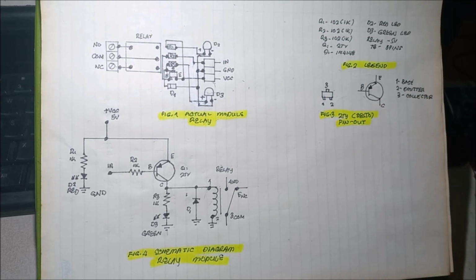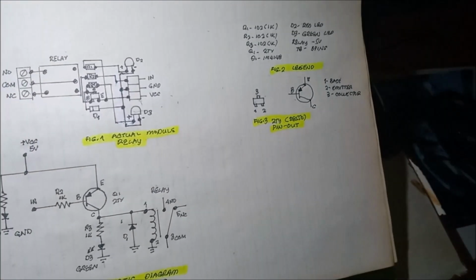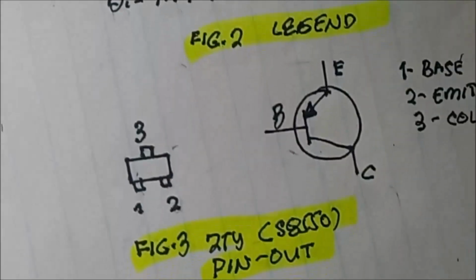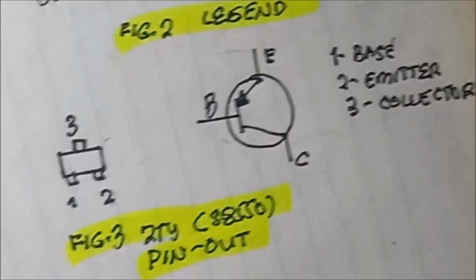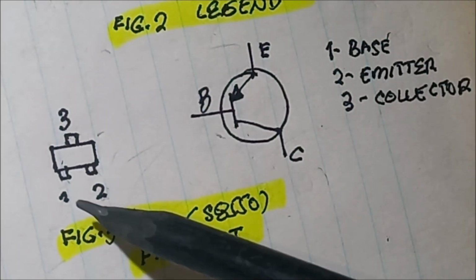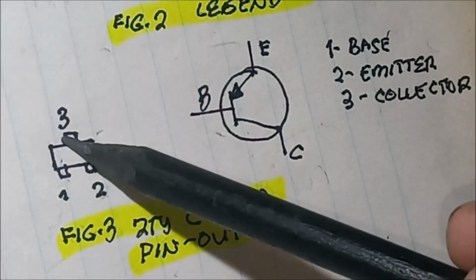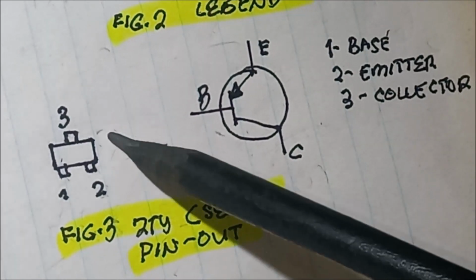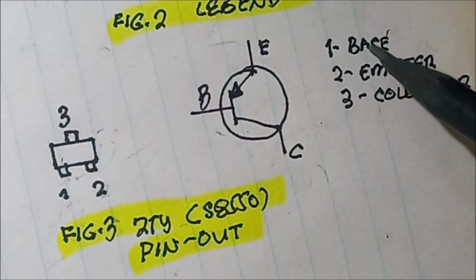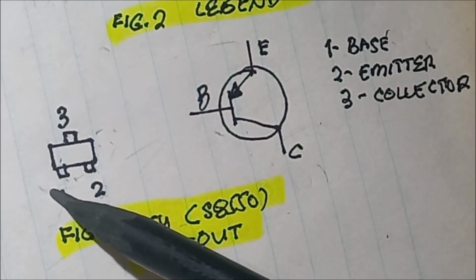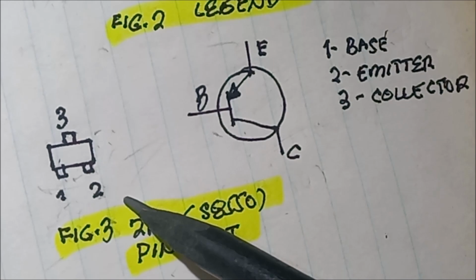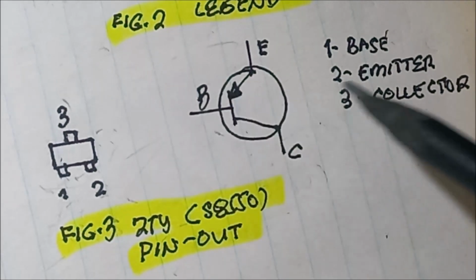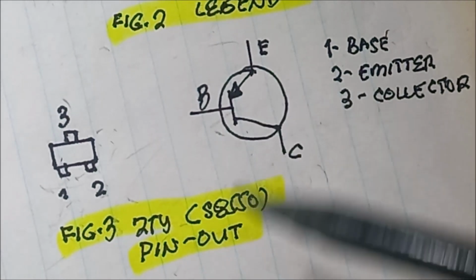We are using 2TY transistor. In its package, 1 is the base, 2 is the emitter, 3 is the collector. It is a PNP type.